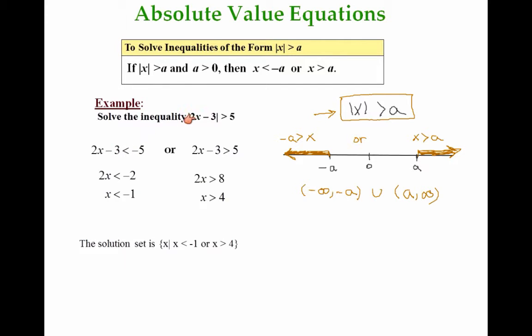One set would be 2x minus 3 less than minus 5, or 2x minus 3 is greater than 5. All the numbers to the right of 5 and to the left of negative 5. So we can solve this individually, and then you can use with or. Or means union. You want to include both of these two sets. That would be your solutions.